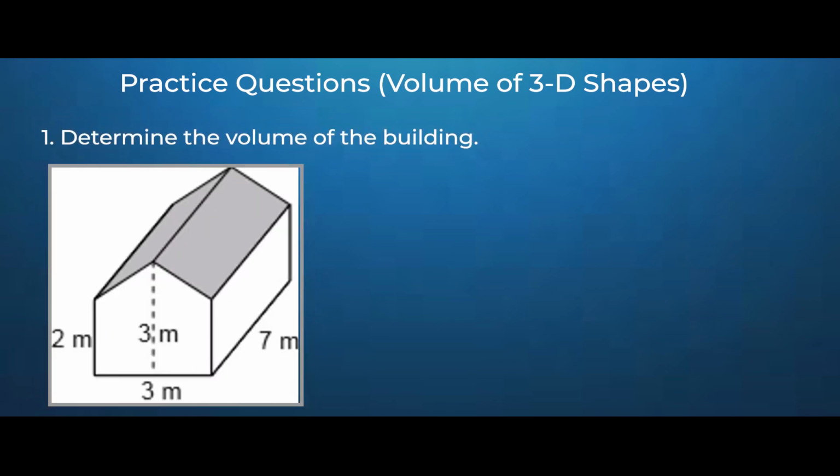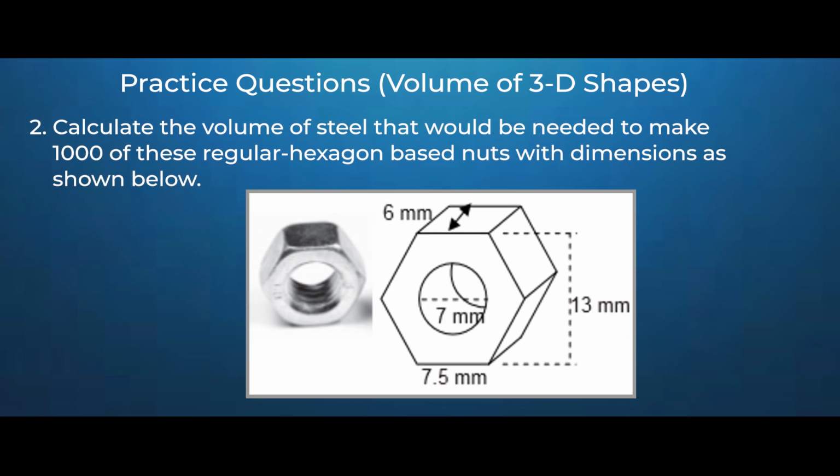Now I have a few questions for you all to try on your own to check your understanding of today's topic. The first question is, determine the volume of the building. You can see a building with the given dimensions. Question 2, calculate the volume of steel that would be needed to make 1,000 of these regular hexagon base nuts with dimensions as shown below.